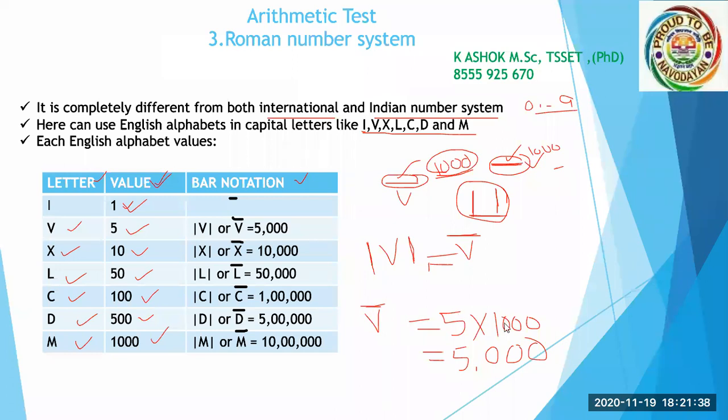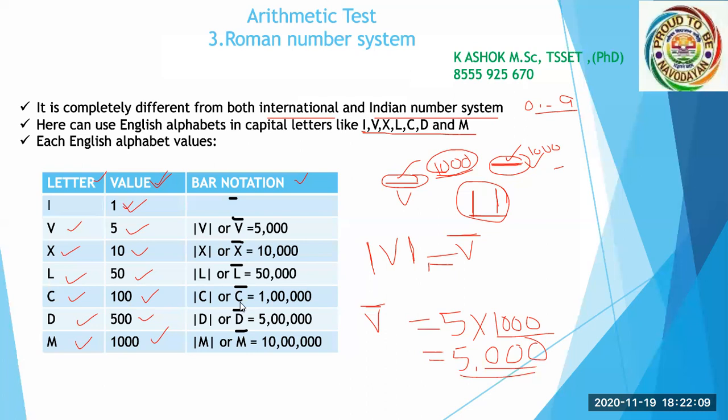One bar, I am putting, that's why into 1000. So 5 into 1000, what is it? 5000. Right? Now come to X bar. In X bar, X is nothing but 10. So 10 into, again one bar is on the upper side, that's why 10 into 1000, 10,000. Okay, now come to the L bar. L is nothing but 50, bar is 1000, we know already, so 50,000.